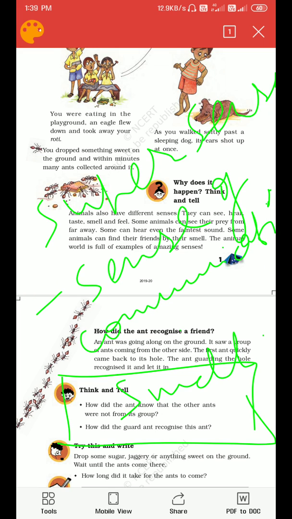All right. Now, how did the guard ant recognize the ant? Again, the guard ant recognizes the ant with the help of smell, because it is the responsibility of the guard ant to have the capacity to smell the particular chemicals which are secreted by the ants of its group only. Means a specific group of ants secretes specific chemicals which are smelled by the guard ant, and it stops the entry of other ants which are coming into their group. All right.